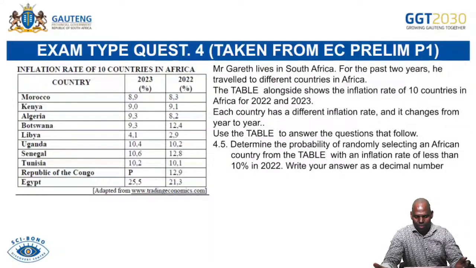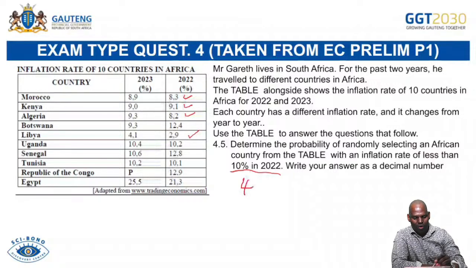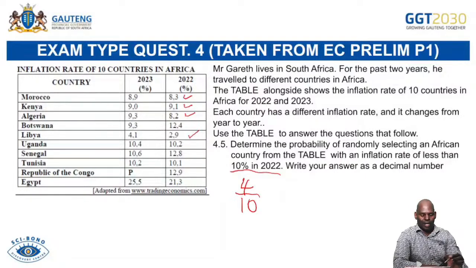Probability again: determine the probability of randomly selecting an African country from the table with an inflation rate of less than 10% in 2022. So let's see which are less. We've got 1, 2, 3, 4. These are the only percentages that are less than 10: 8.3, 9.1, 8.2, 2.9. We need to focus, boys and girls. 1, 2, 3, 4. So this will be 4 over, how many were there? There's 10. So it's 4 over 10.